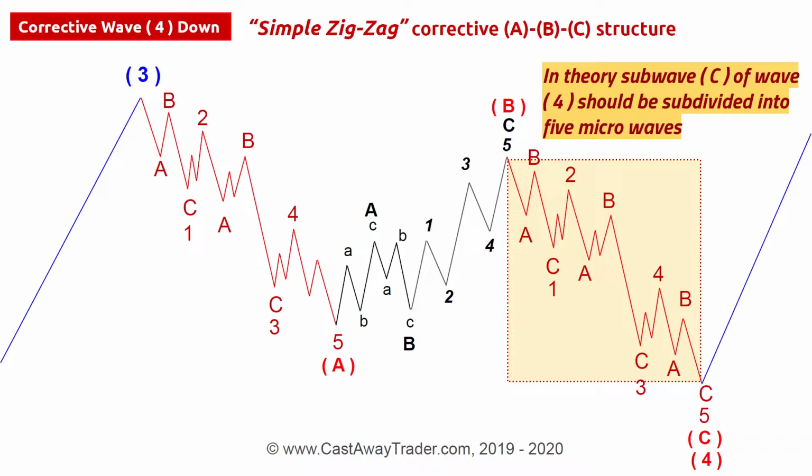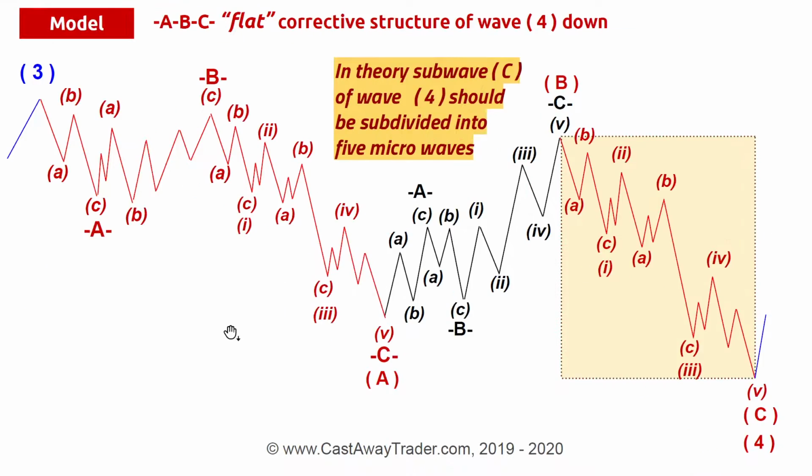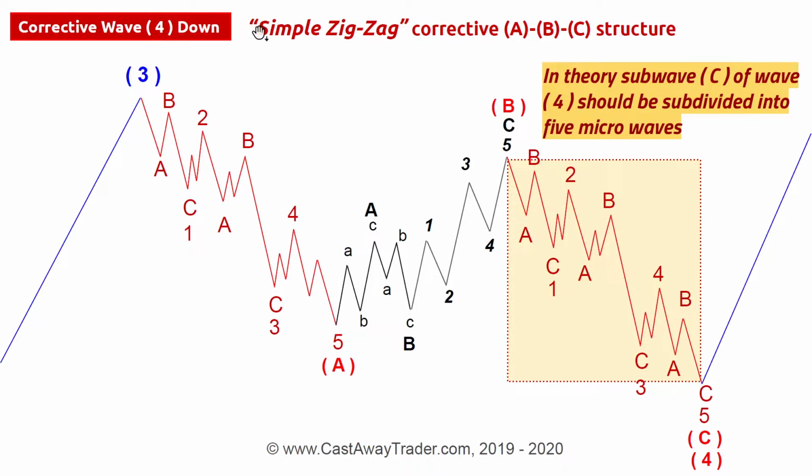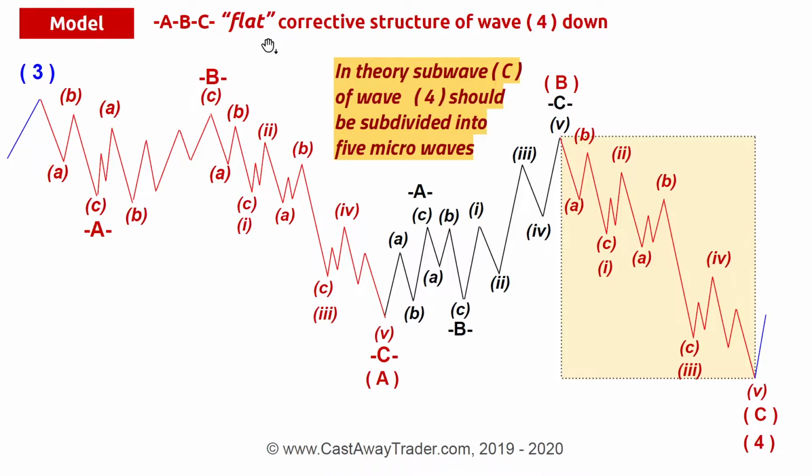Let's go deeper into the microstructure of a corrective wave 4. Normally, it is structured as ABC down, where subwave A is subdivided either into 5 microwaves or into 3 waves, ABC. One of them we call a simple zigzag, and the other we call an ABC flat. In both cases, the final move down in subwave C is subdivided into 5 microwaves. At least this is what theory tells us.